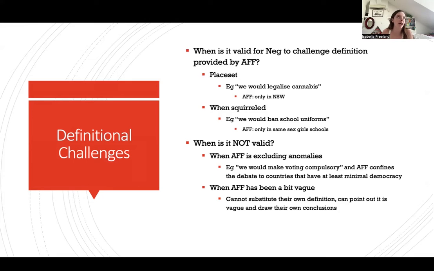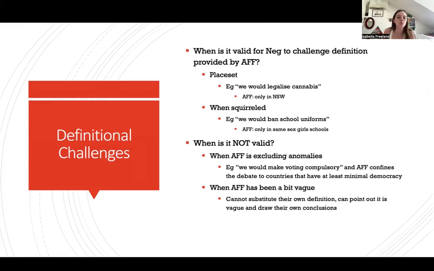Otherwise, they have to prove making voting compulsory and instituting voting in countries, and that's two burdens they have to prove. So obviously that's fair. Similarly, that means the negative cannot challenge that definition because it's been fairly established and it's reasonable.